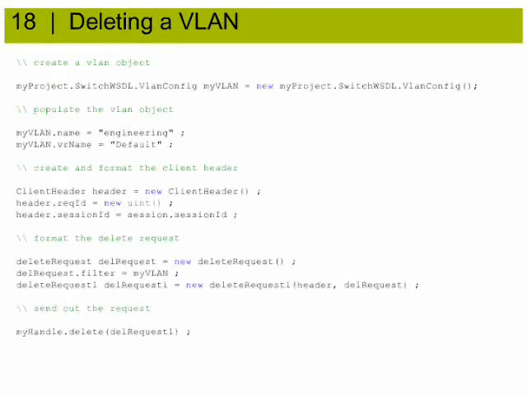If you create a VLAN, at some point you may also need to delete it. Just like when you created the VLAN, you need to create an object that will hold the attributes for the VLAN you wish to delete. Now, populate the VLAN object with the name of the VLAN you wish to delete. The next step is to create a request header to hold the session information you will need to facilitate the communication between the client and the web service. Next, format the delete request. Remember, you'll need to create the delete request and its associated shadow version. Finally, delete the VLAN.